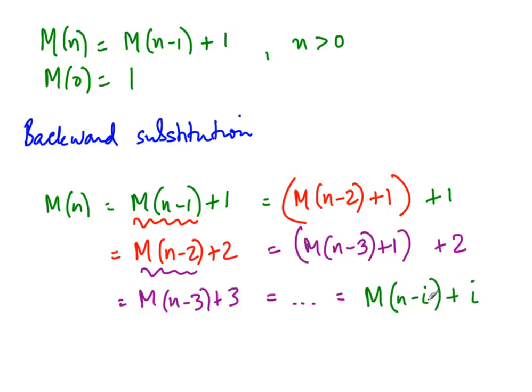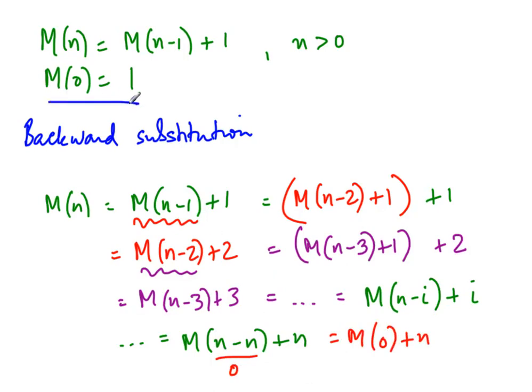And if you keep going, eventually i will become n. So eventually you will come to M of n minus n plus n. But now of course this is 0. So you get M of 0 plus n. But M of 0, and this is where the base case comes in, is the initial condition, it's 1. So this is equal to 1 plus n. So this tells us that this factorial function will actually make n plus 1, or order n, multiplications.